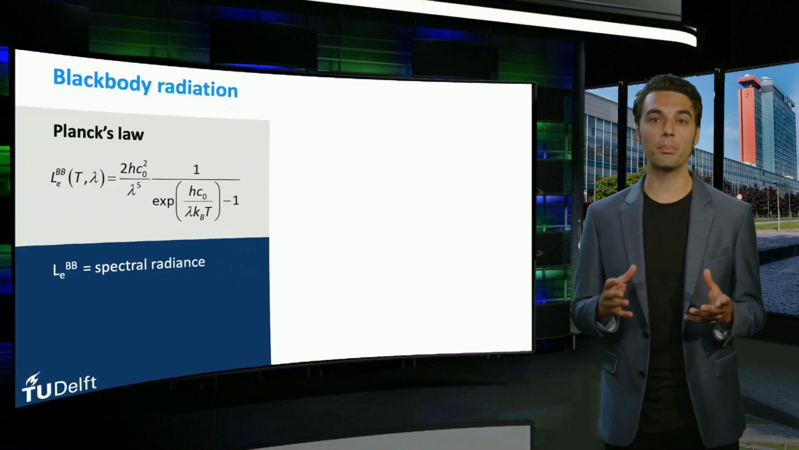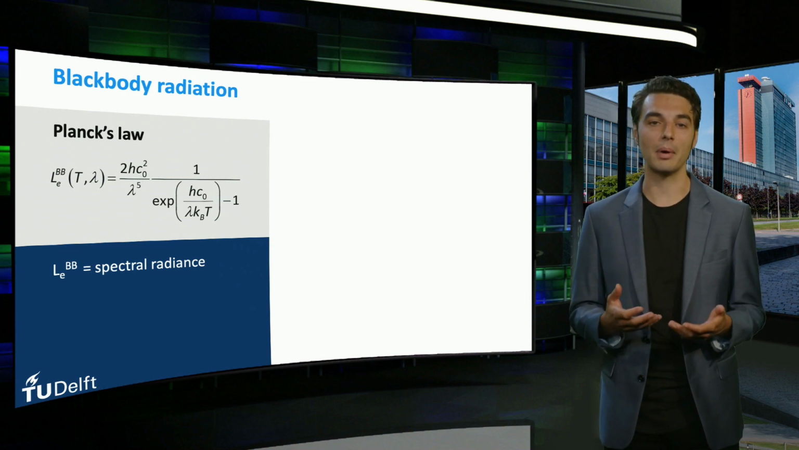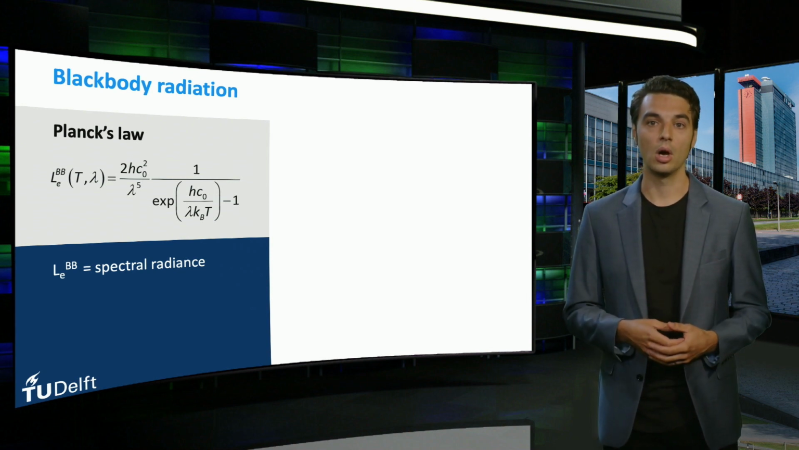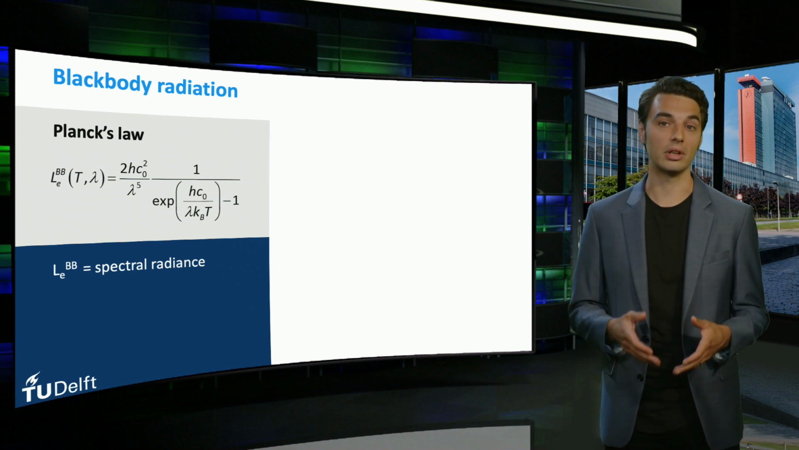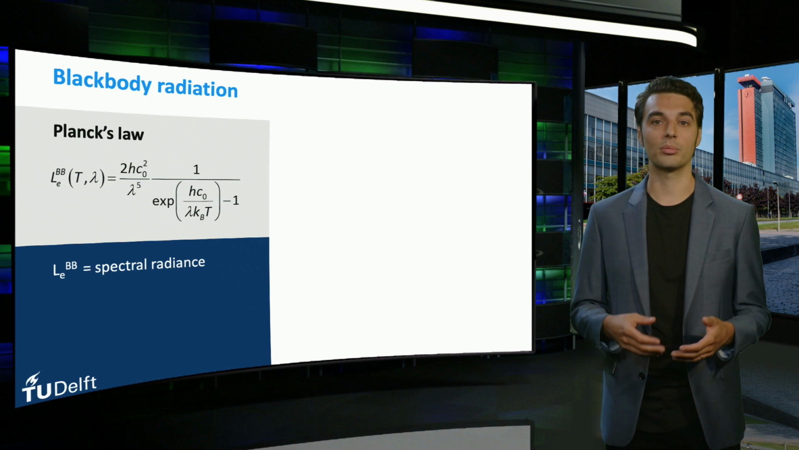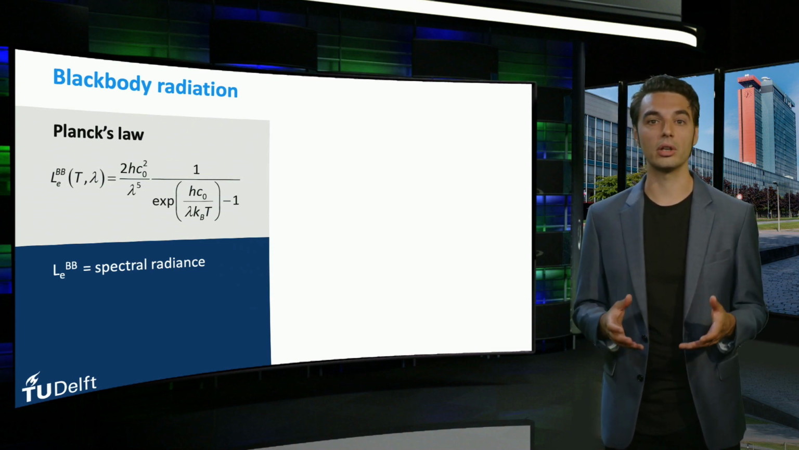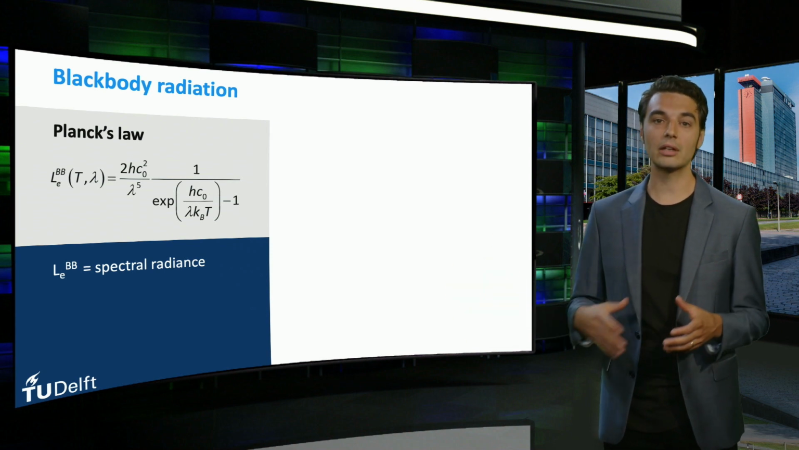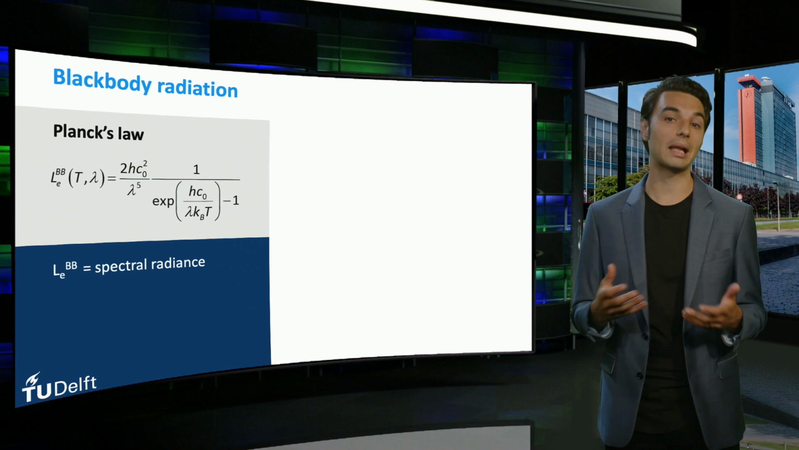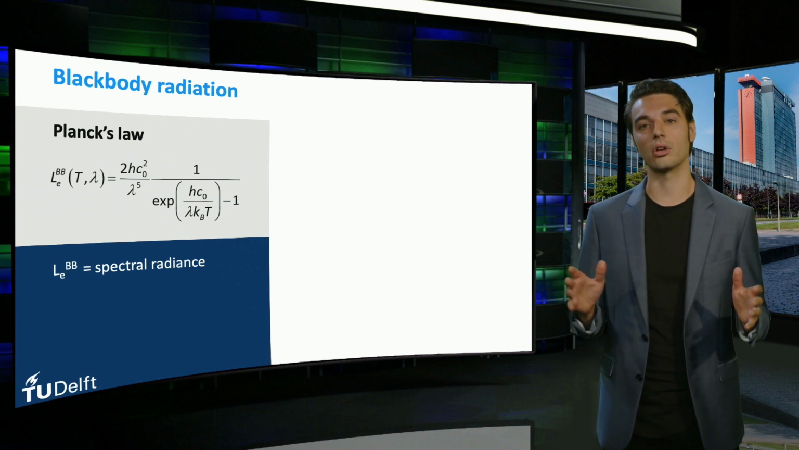The spectral power emission, or spectral radiance, is defined as the radiated power per unit wavelength. A body with a temperature above absolute zero, which is 0 degrees Kelvin, emits electromagnetic radiation. The spectral radiance of such a body is described by Planck's law, which is shown here. Planck's law assumes that the body is a black body. A black body absorbs all the radiation that is incident on it.